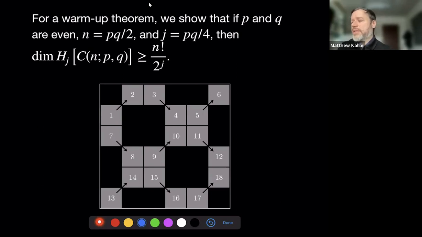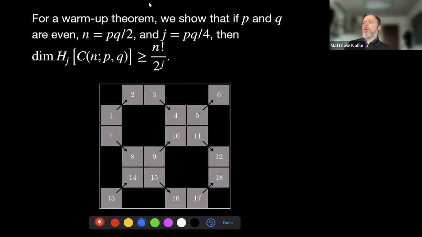One thing that I like about the way the paper is written now is that there's first a special case where the squares take up half the square, and the homology we're looking at is exactly 1/4 of the size of the square. In that case, we can show that the Betti number is at least n factorial over 2 to the j. And this picture is important for that.